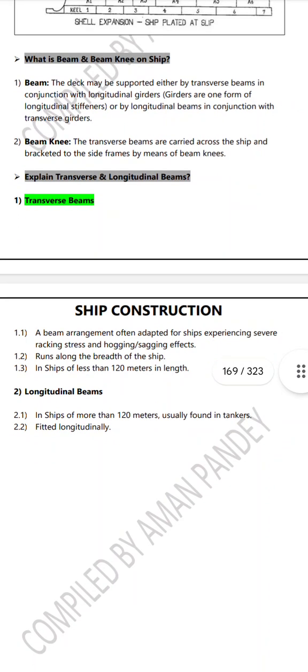So a transverse beam arrangement is often adopted for ships experiencing severe racking stress and hogging and sagging effects. It runs along the breadth of the ship, in ships of less than 120 meters in length.